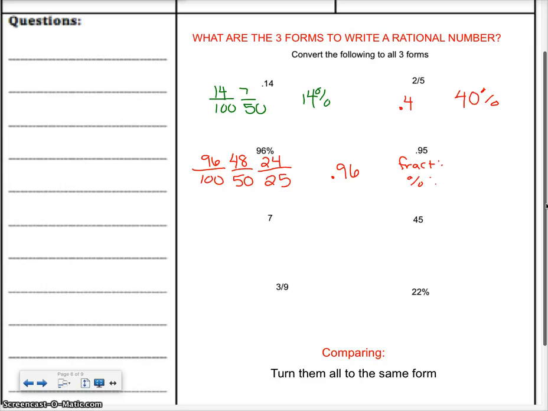So 0.95 as a fraction is 95 over 100. 5 goes into both of them. 5 goes into 95 19 times over 20. And my percent would be 95%.